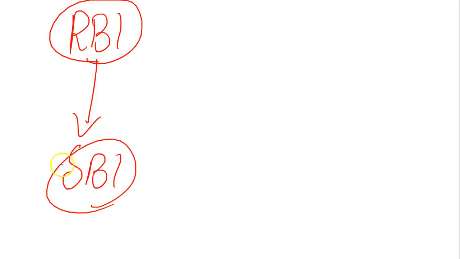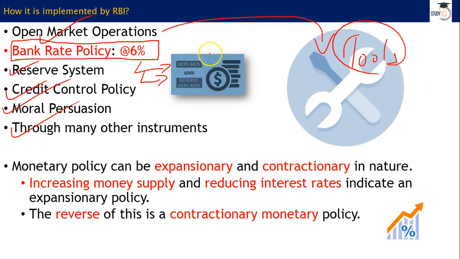So SBI will take a loan from RBI, and RBI will charge a particular interest rate on this loan, and this is what is called the repo rate, right? At present, the RBI has decided to keep it at 6%. So basically, the repo rate is the interest rate that SBI, or any other bank, has to pay to RBI when they borrow money from RBI.